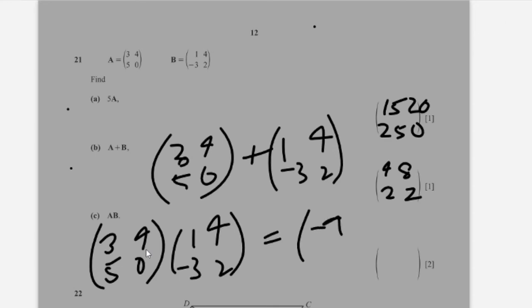And then we have 3 into 4, 12, plus 4 8s are 32, so 12 plus 2 gives us 20. And then we have 5 1s are 5, negative 3 into 0, which is 0, so we remain with 5. And then we have 4 5s are 20, which plus 0, which is 20.